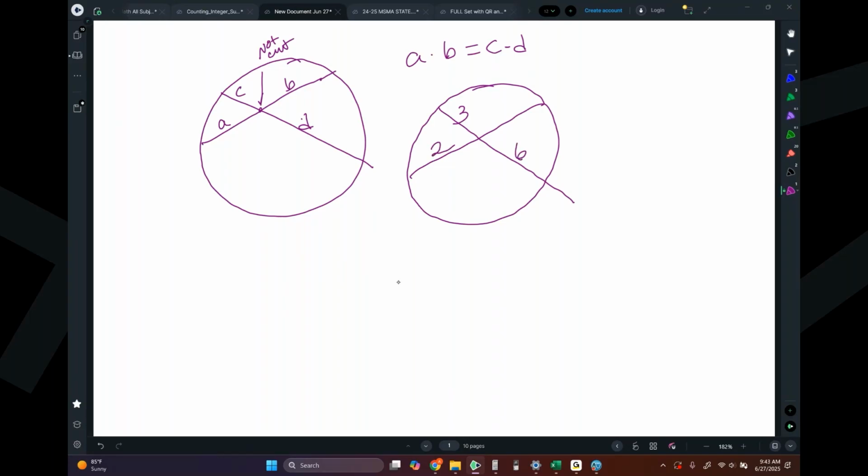And this is 2, and I call this x, and I ask you to solve for x. All you would have to do is 2 times x is equal to 3 times 6. What am I saying? I'm saying this piece times this piece is equal to this piece times this piece. So you get 2x is equal to 18, so x is 9. So 2 times 9 is the same as 3 times 6.